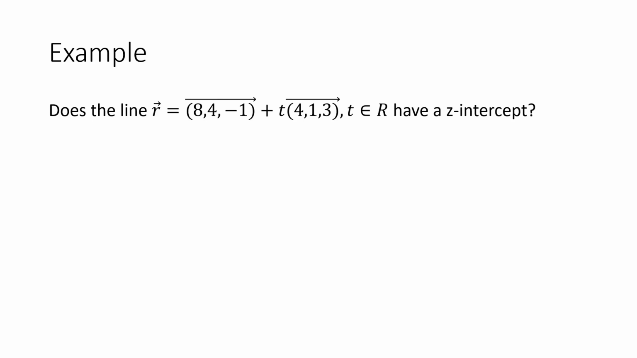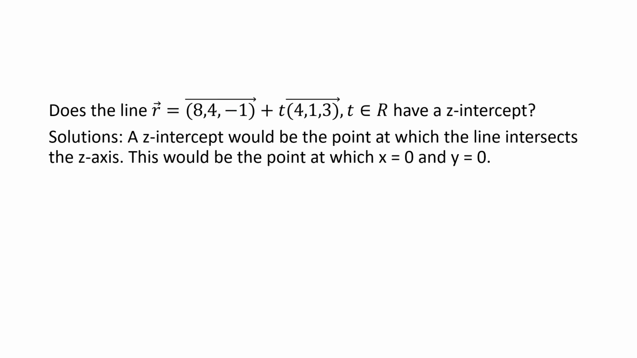Okay, so now we're going to ask if the line shown has a z-intercept. A z-intercept will occur when the line intersects the z-axis, and points on the z-axis all have x coordinates of 0 and y coordinates of 0. So we're going to let x equal 0 and y equal 0, and then we're going to see if we get the same t value both times, and if we do, then we're going to determine the z value at that value of t.